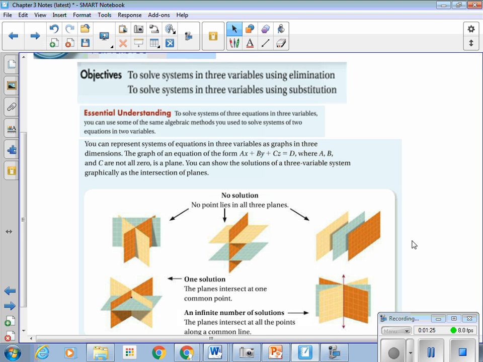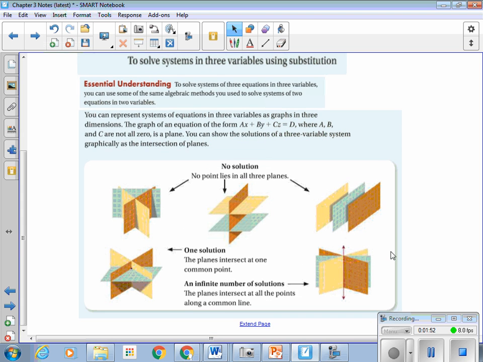The graph of an equation of the form ax plus by plus cz equals d, where a, b, and c are not all 0, is a plane. So when you have 3 dimensions in an equation, it makes a 3-dimensional plane. So like the floor, or the ceiling, or the wall. That is a 3-dimensional equation.